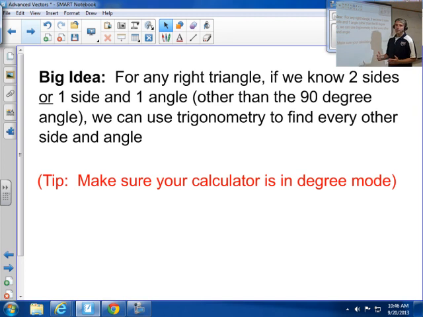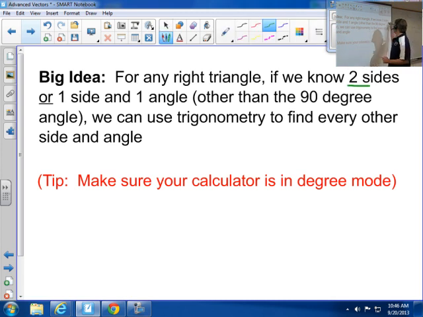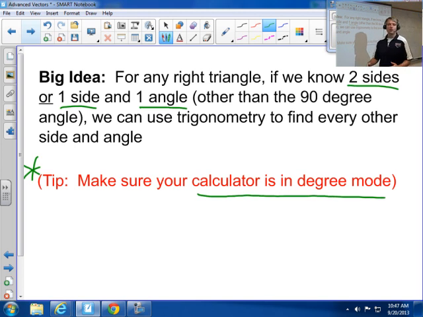Here's the big idea. Anytime we have a right triangle, which is what we're going to have anytime we break a vector into components, as long as we know either two of the sides or one side and one angle other than the 90-degree angle, we can use our trigonometry to find everything else about that triangle. Very important tip. You're going to have to use your calculator to do this. And because we're always going to be working with angles in degrees, you want to make sure that your calculator is in degree mode. If it's set to radian mode, you'll get the wrong answer. So double check that every time.